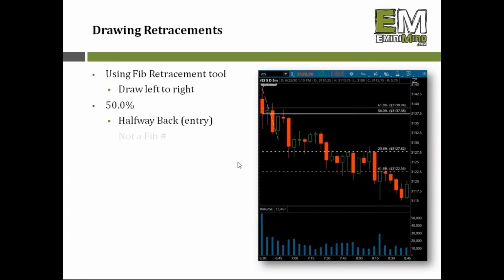So it's not really a Fibonacci number, but it's just a way to kind of assess or determine that, okay, we've moved in one direction. So in this example, we've moved down for 4 bars, and then on the 5th bar, we've pulled back to the halfway point. We've made a retracement halfway of the trend.